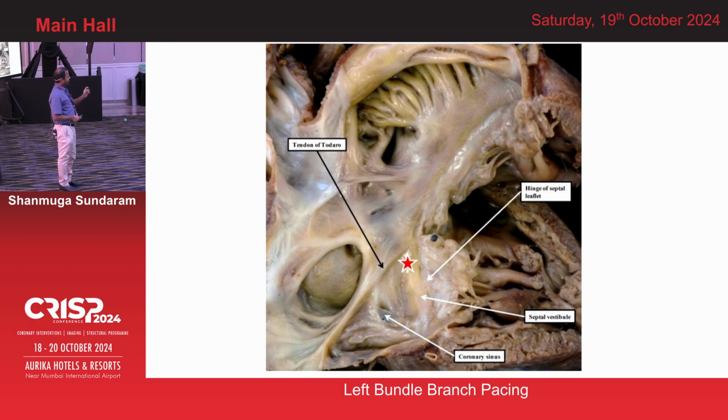Practically speaking, you can do His bundle pacing by deploying the lead still in the right atrium. But what are the disadvantages? When you are deploying a lead for serving the ventricular purpose, it should not see what is happening in the atrium. If you deploy the lead in the atrial component of the His bundle, it is going to oversense the atrial events, undersense the ventricular events, and the threshold may not be good.